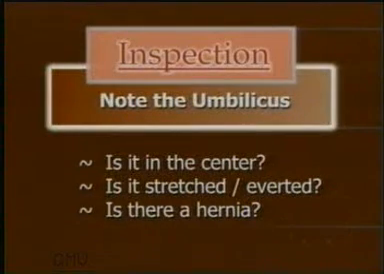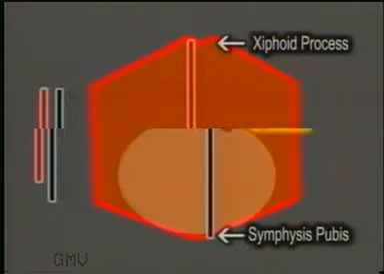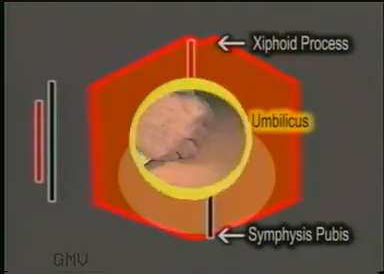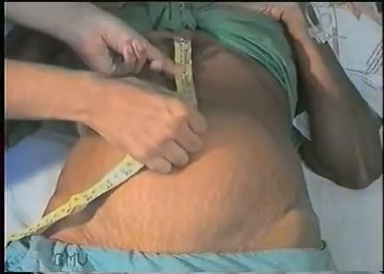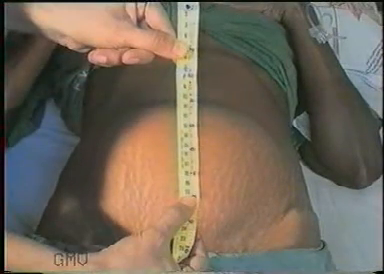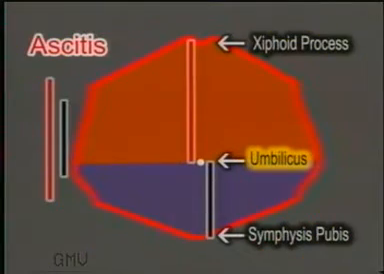After inspecting the skin, inspect the umbilicus. Is the umbilicus in the center? Normally, it is in the midline, midway between the tip of the xiphoid process and the top of the symphysis pubis. It is displaced upwards by the lumps arising from the pelvis. Note here that the distance between the xiphoid process and the umbilicus is less than the distance between the umbilicus and symphysis pubis. In ascites, reverse is the case.